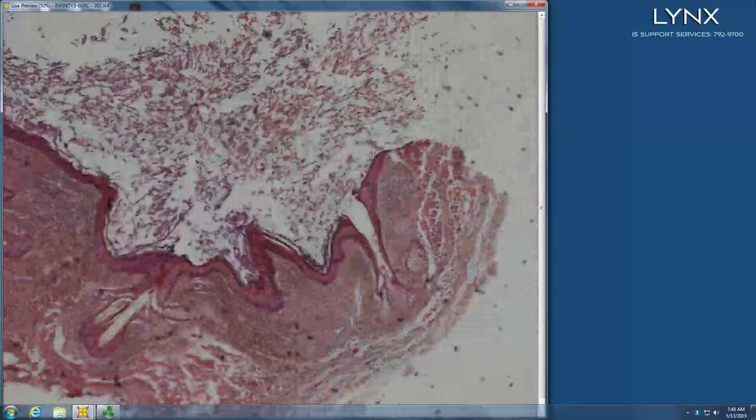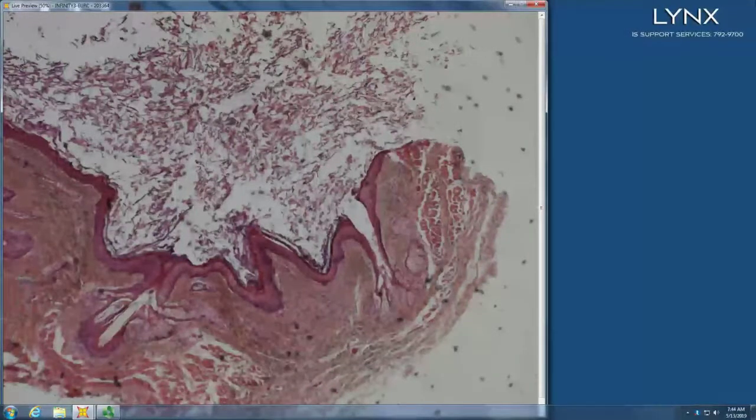This is another dermoid cyst with the adnexal structures a little more prominent. Usually lamellar keratin in a dermoid.